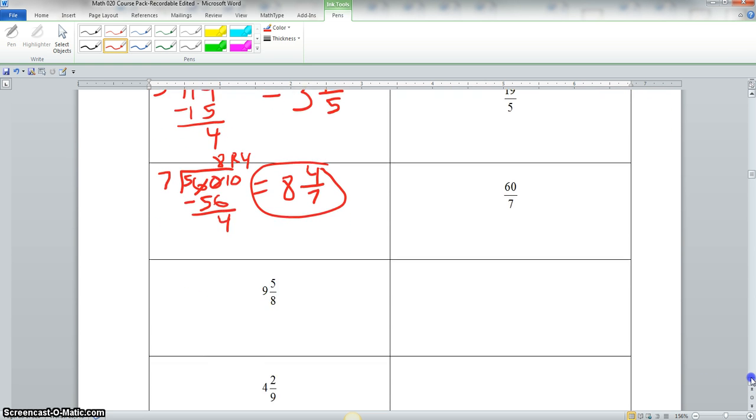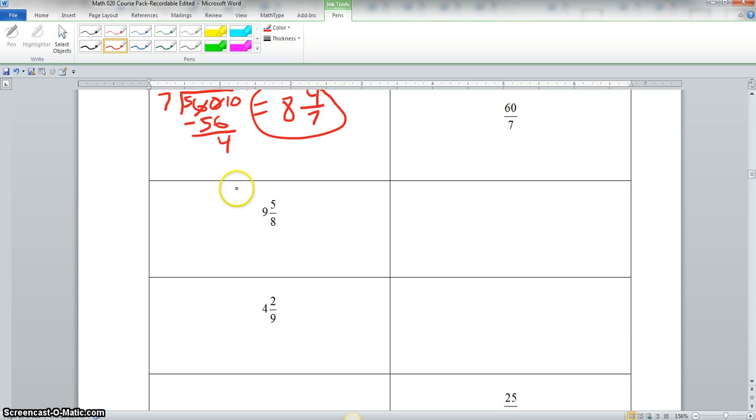Now we scroll down. We have 9 and 5/8. We want to change that to an improper fraction. Remember, our denominator stays 8. Our numerator would be 8 times 9 plus 5. 8 times 9 is 72 plus 5 all over 8. 72 plus 5 is 77 divided by 8. And that's the final answer.